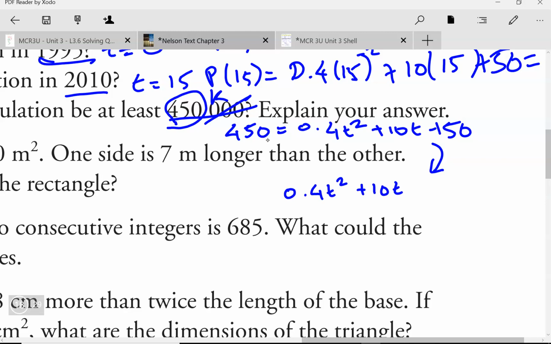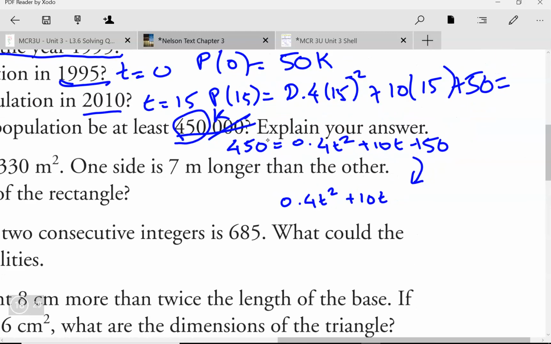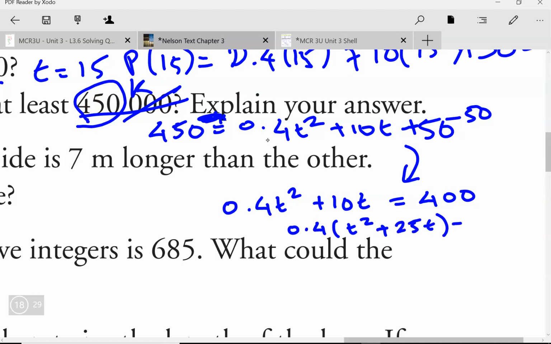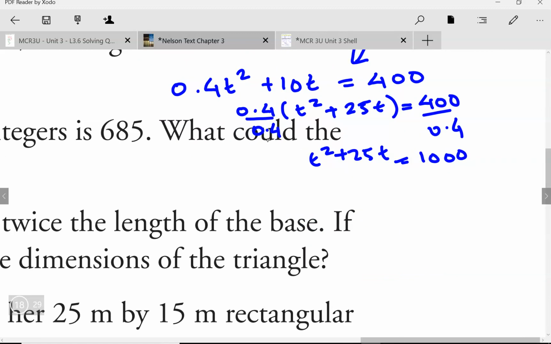I'm going to move 450 to the other side. Is this 50? Yeah, plus 50. I'm going to subtract 50 from both sides, and I get 400 equals 0.4t squared plus 10t, and then continue with completing the square. Factor out a 0.4, so 10 divided by 0.4 is 25. Divide both sides by 0.4: t squared plus 25t, I believe, equals 1,000. And then you can complete the square here.